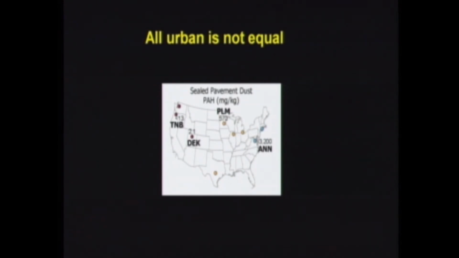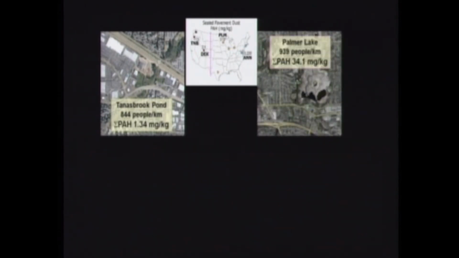Let's wrap up here by doing one more paired comparison. So let's take a look at these 4 lakes, 2 in the west, 1 in the middle, 1 in the east. So we have Tanis Brook Pond in Portland. It's a suburb of Portland, Oregon, and there's a population of about 844 people per kilometer, kind of middle density, big highway going through the watershed. And here's Palmer Lake, which is in Minneapolis, Minnesota, very similar density, also similar highways. PAH concentrations are about 25 times higher.